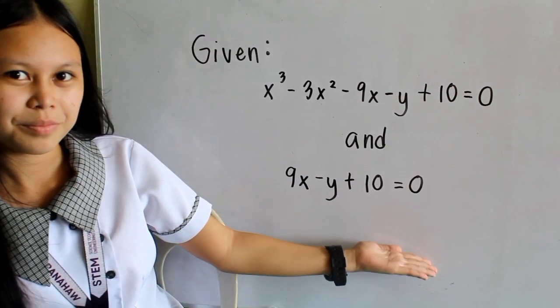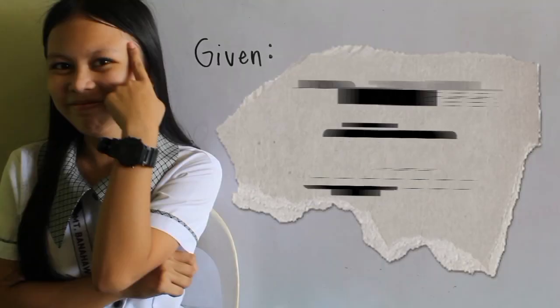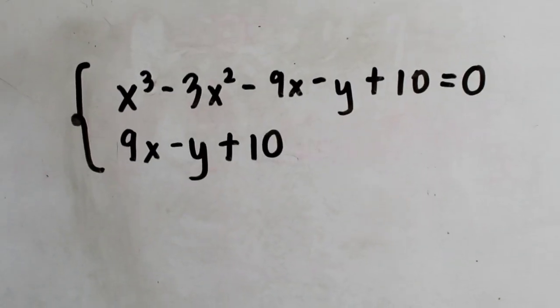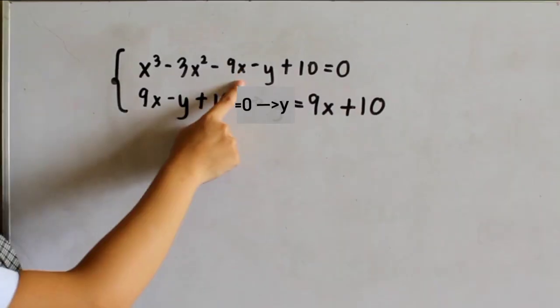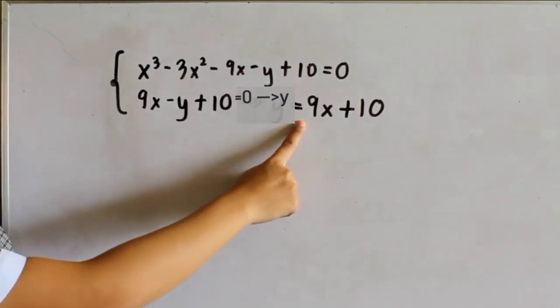This is the given equation. What's the first thing to do? Correct, we will write the equation. The equation would look like this. Transpose y to the other side. Substitute the y value in the first equation.